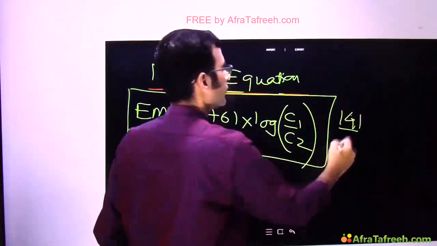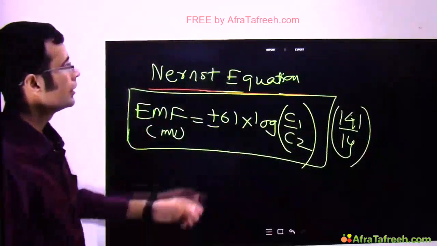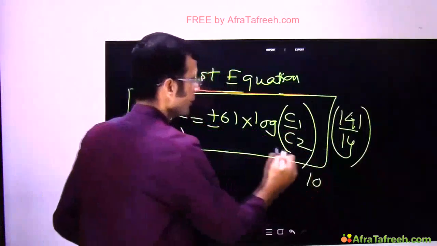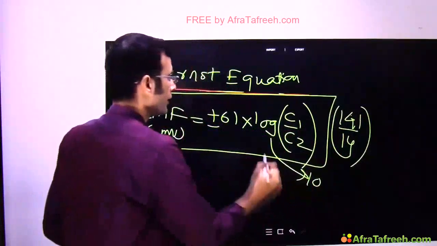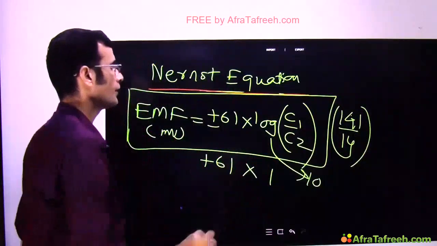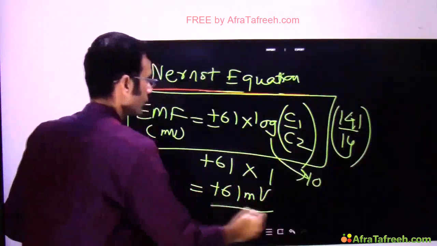141 on the outside, 14 on the inside. That's roughly 10. Log of 10 is 1, into plus 61. The value would be plus 61 millivolts.